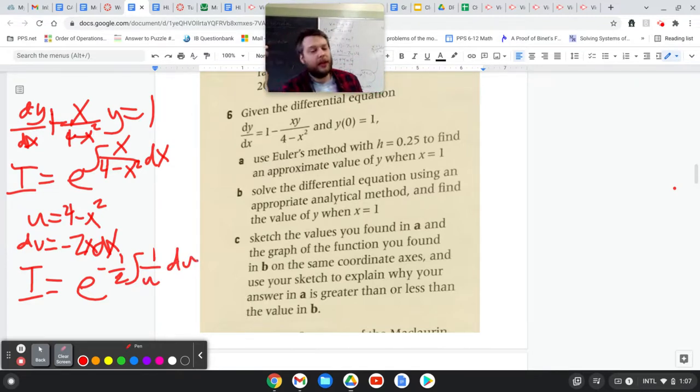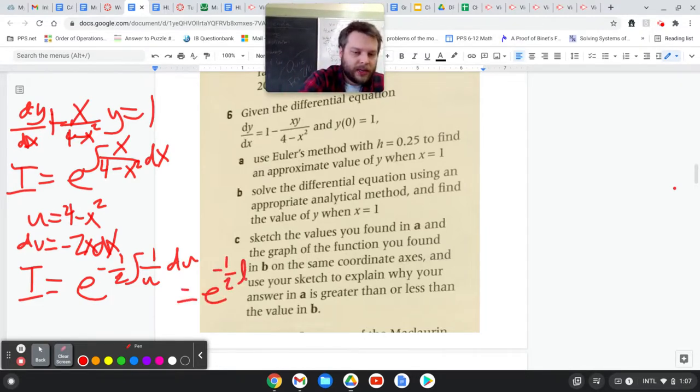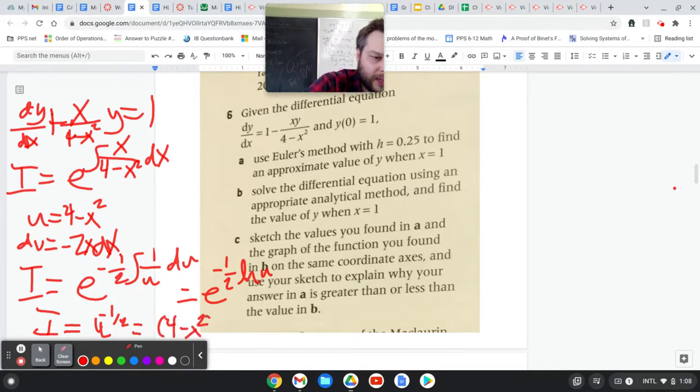Okay, so that becomes e to the negative 1/2 natural log of u, which can then be, looks like the e in that, so that would be a cancel out the natural log, and so you just have u to the negative 1/2, but we want to get back to x, so 4 minus x squared to the negative 1/2.